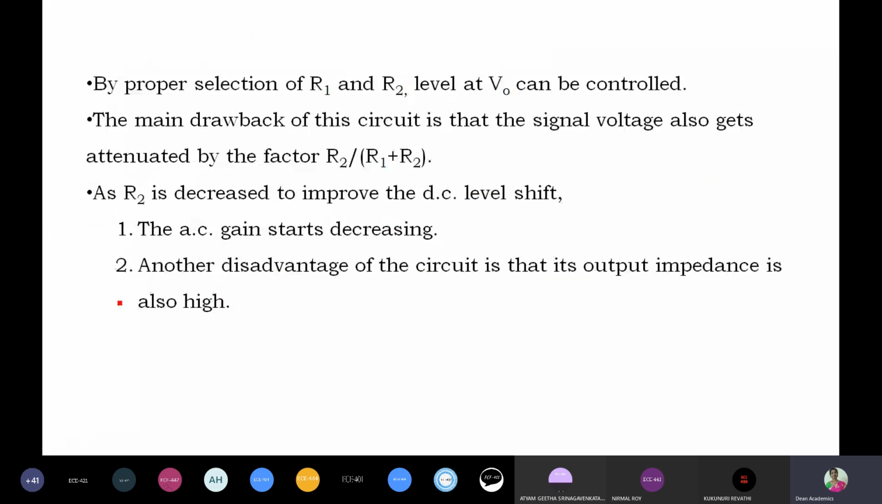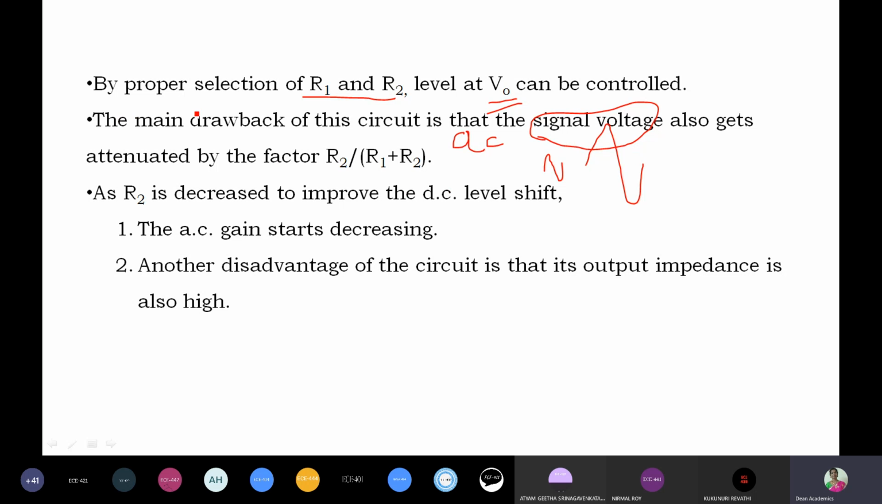By proper selection of resistors R1 and R2, the voltage level at V0 can be controlled. That is what we have concluded. So the main drawback of the circuit is the signal voltage also. Signal voltage means our AC voltage, the signal that is required for us. I told you this is the AC signal and it will be the amplified signal. That's all. All other things are not required for us.